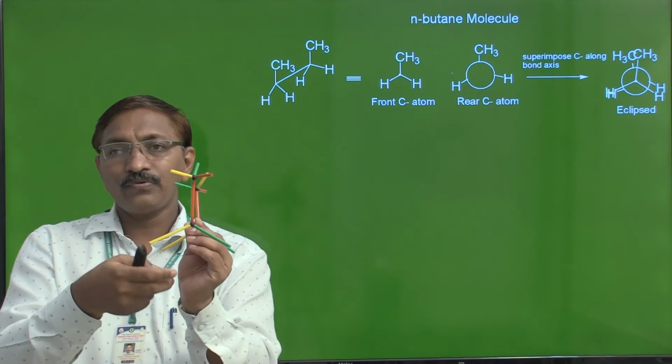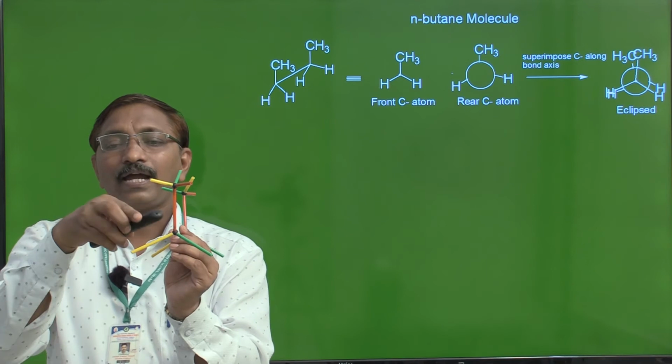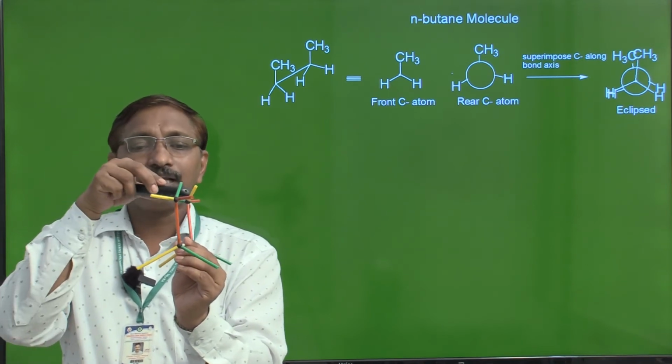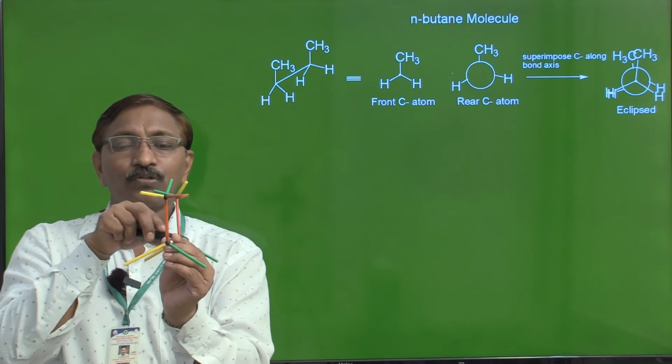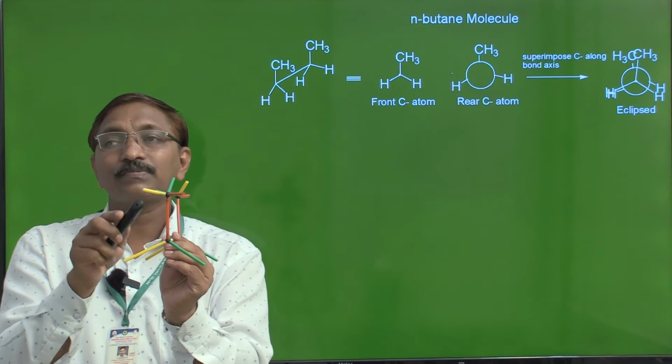And from this view, we can observe this is the front carbon atom, this is the rear carbon atom. The front carbon atom has one methyl group and two hydrogens, while the rear carbon atom also has one methyl group and two hydrogens. They are exactly behind one another, so this looks like an eclipsed conformation.